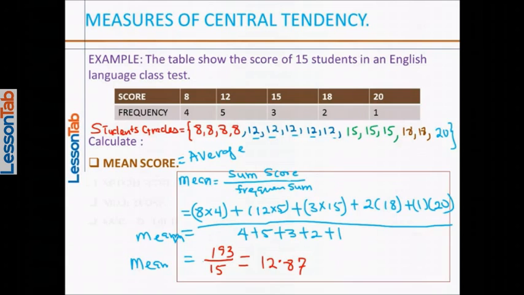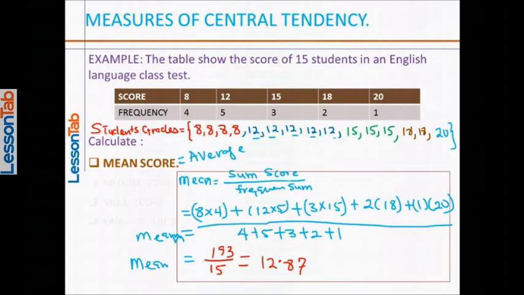Pretty straightforward, very easy. Of course, though it is easy, we still have to be very careful with our calculations to ensure that we don't mix numbers up. But if you go through the method step by step, we'll get to the right answer. So we've done the mean.